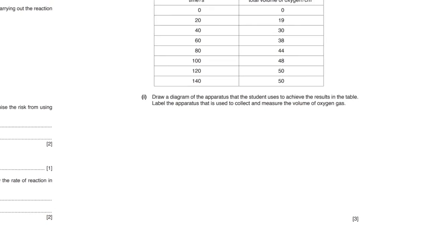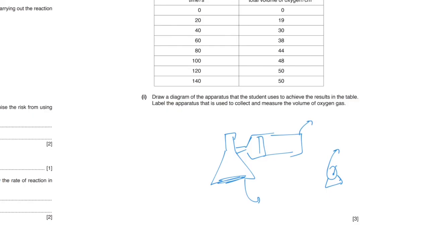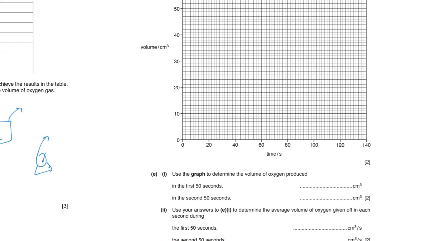You need to draw a diagram the student uses to achieve the results in the table. Label the apparatus that is used to collect and measure the volume of gas. You'll have to draw the apparatus which has gas syringe on it, right? That's airtight, gas syringe on it, okay? And also draw the stopwatch, and you need to label all these things: this is gas syringe, this is conical flask, and this is stopwatch, okay? You need to plot the graph like we already did.